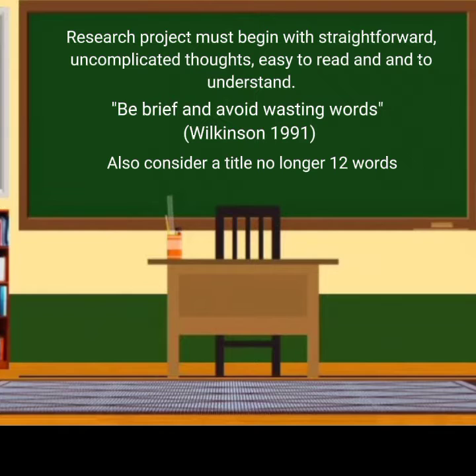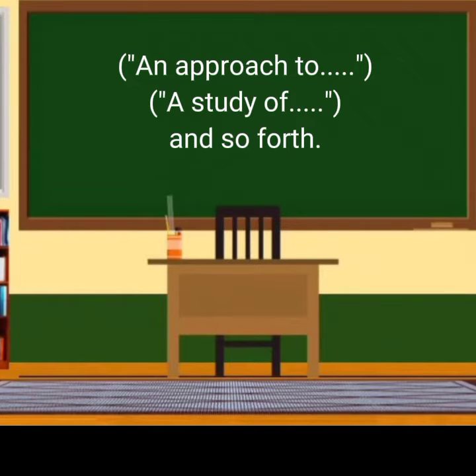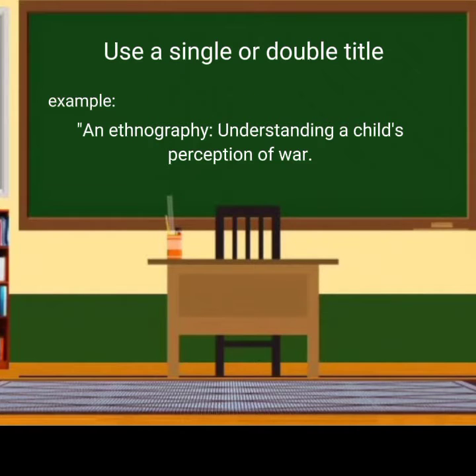According to Wilkinson 1991, be brief and avoid wasting words. He also considered a title to be no longer than 12 words. Also eliminate unnecessary words such as "an approach to," "a study of," and so forth. Use a single or double title, for example, "An ethnography: understanding a child's perception of war."